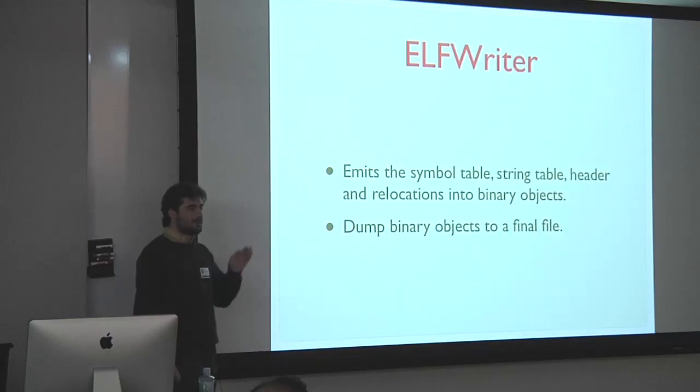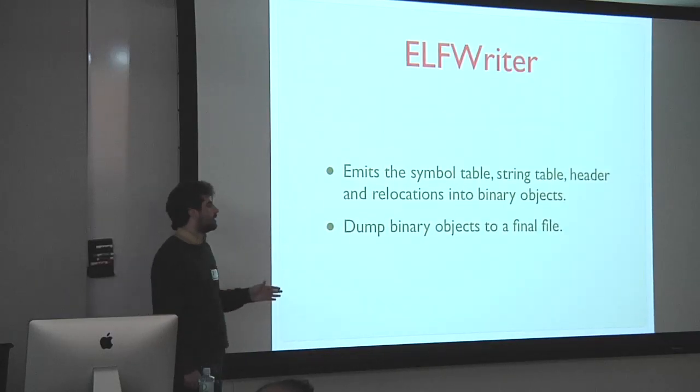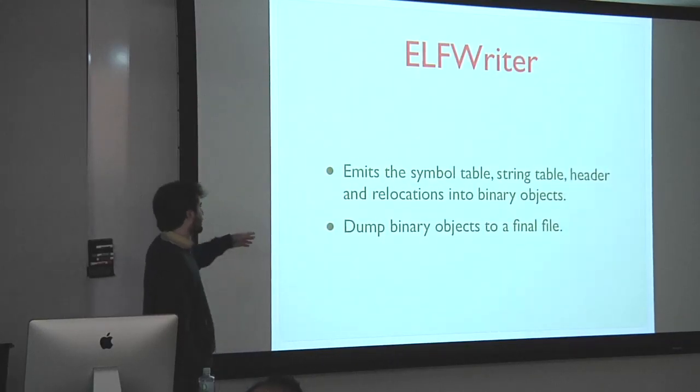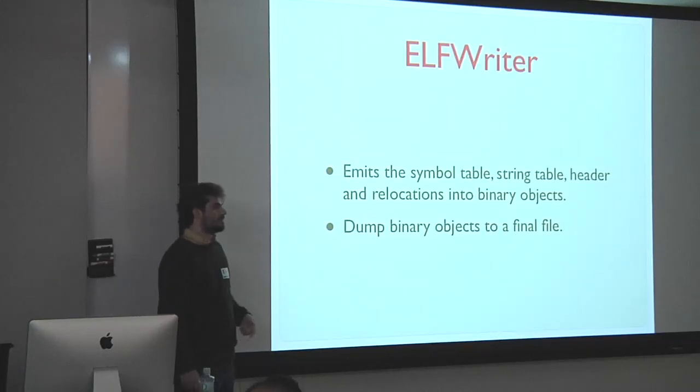So we have the ELF code emitter, which will handle those specifics for ELF, and after we're done with the ELF code emitter emitting code, we have to handle all the stuff that is specific to the ELF format. For example, we emit the symbol table, the string table, the header, and the relocations into their own sections, and then we dump the binary object to a final file.